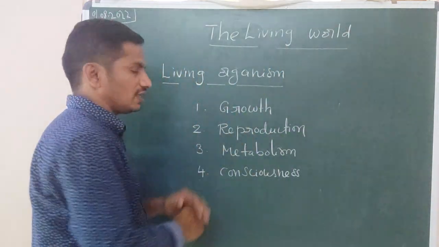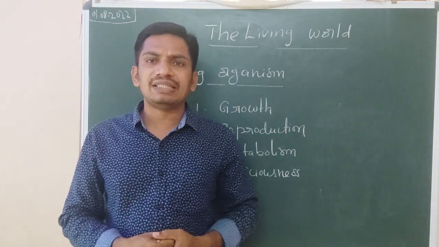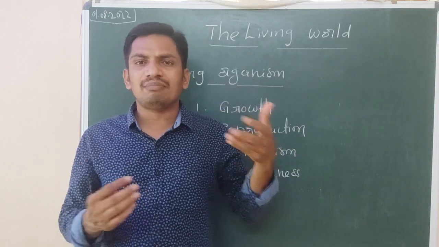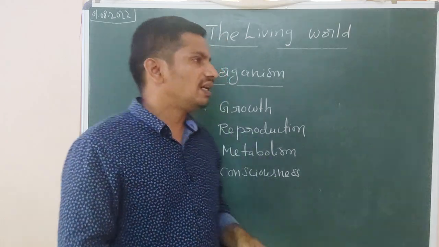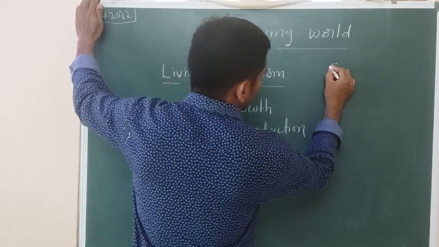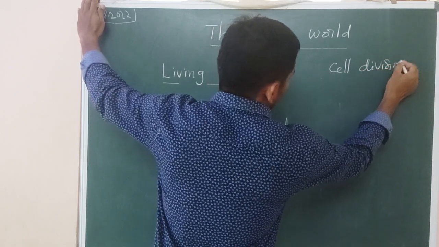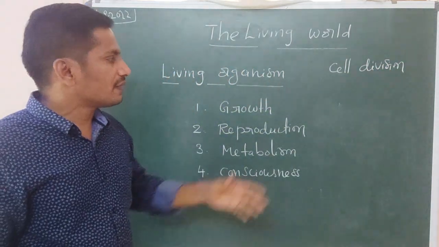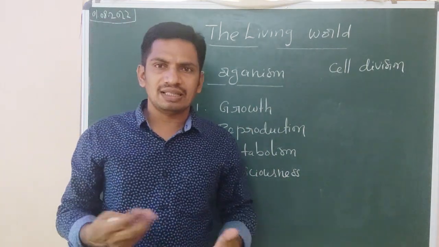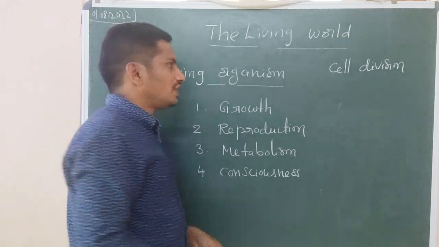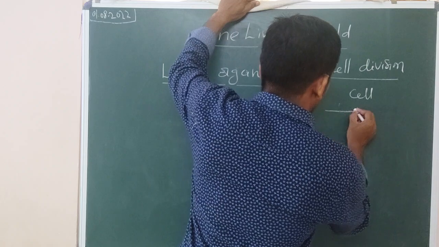See here, first let us go for growth. Growth means an increase of mass or length in the organism, by cell division. Cell division and differentiation bring the change in the organism, either in mass or length, whatever it is. So here in the cell we can see two types of components.